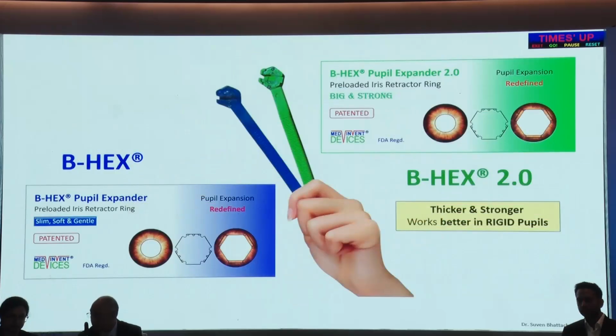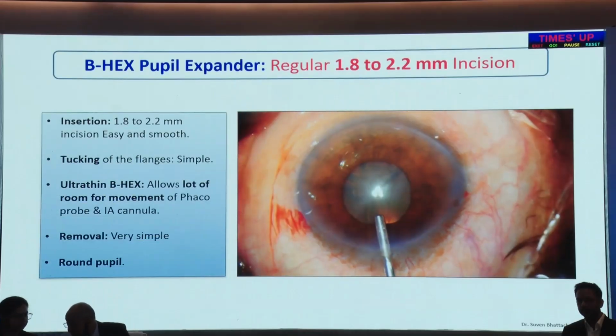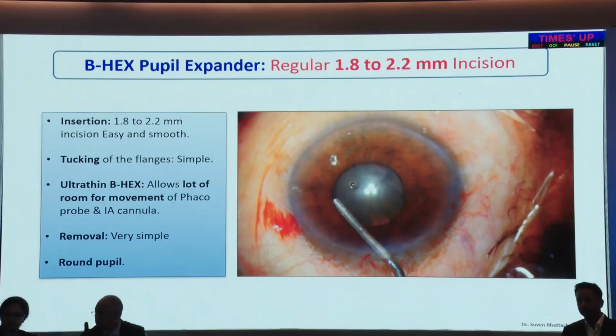The BX 2.0 is slightly larger than the BX and slightly thicker. It works for elastic and rigid pupils. So maybe it's a good device to keep if you want to keep one. This is a regular 1.8 to 2.2, but it goes in very easily through even a 1.5 incision.